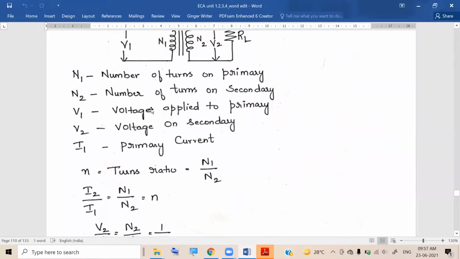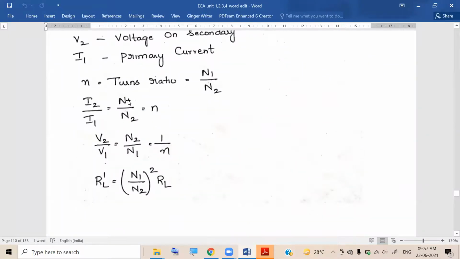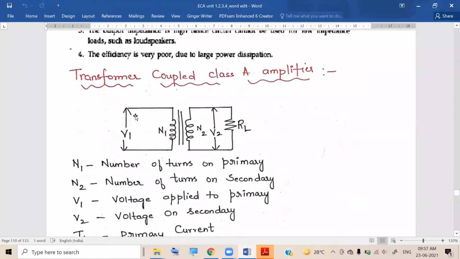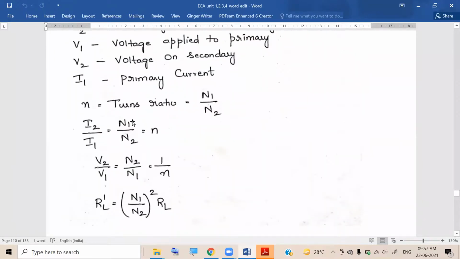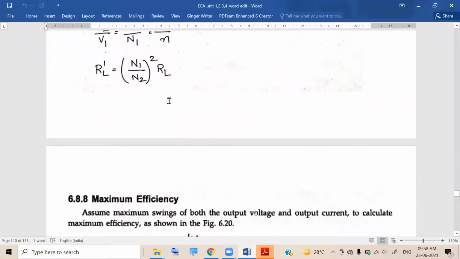Then we discussed turns ratio, the relation between the current and turns ratio, inversely related: I2 by I1 is N1 by N2. Then we discussed voltage directly proportional to turns ratio: V2 by V1 is N2 by N1. Rearranging that, we got RL dash, the resistance reflected at the primary of the transformer, RL dash equals (N1 by N2) square into RL. So we first started discussing the transformer and then its relations.